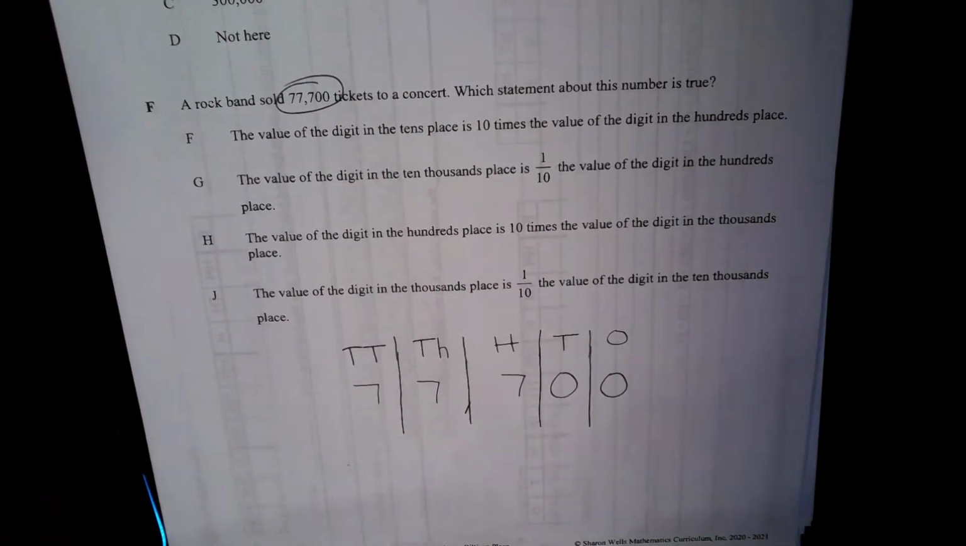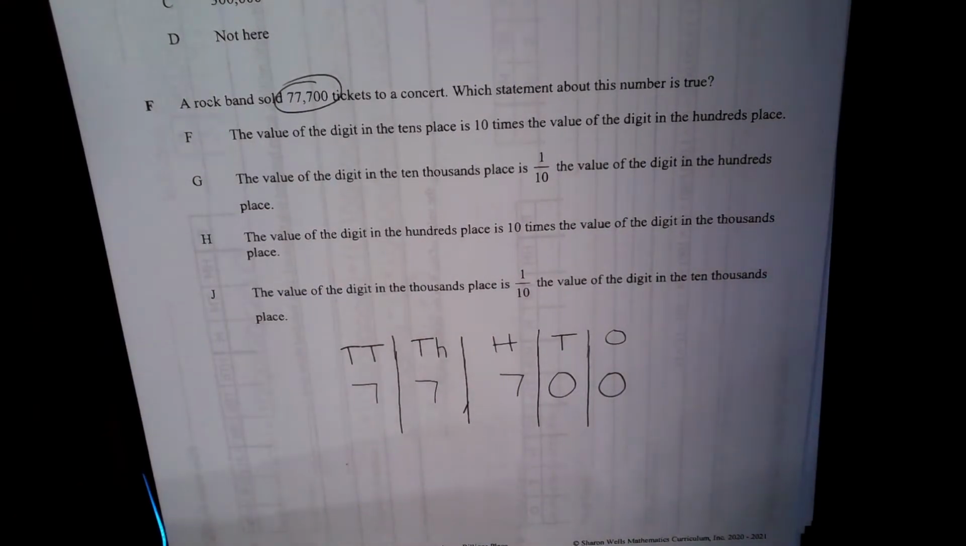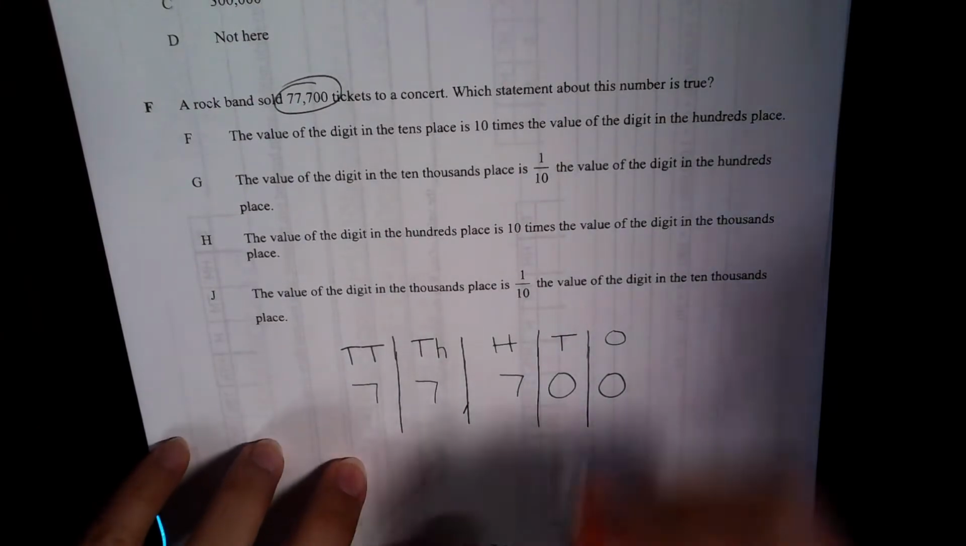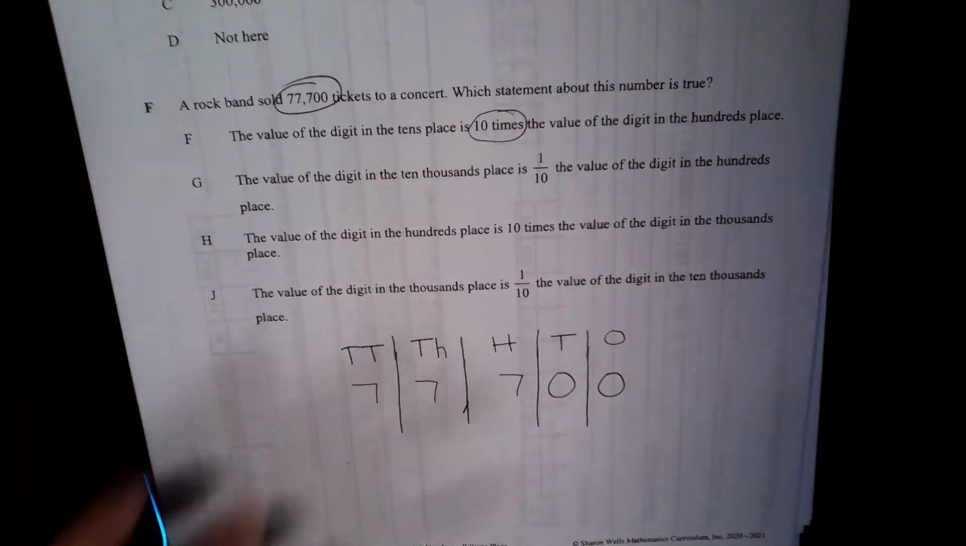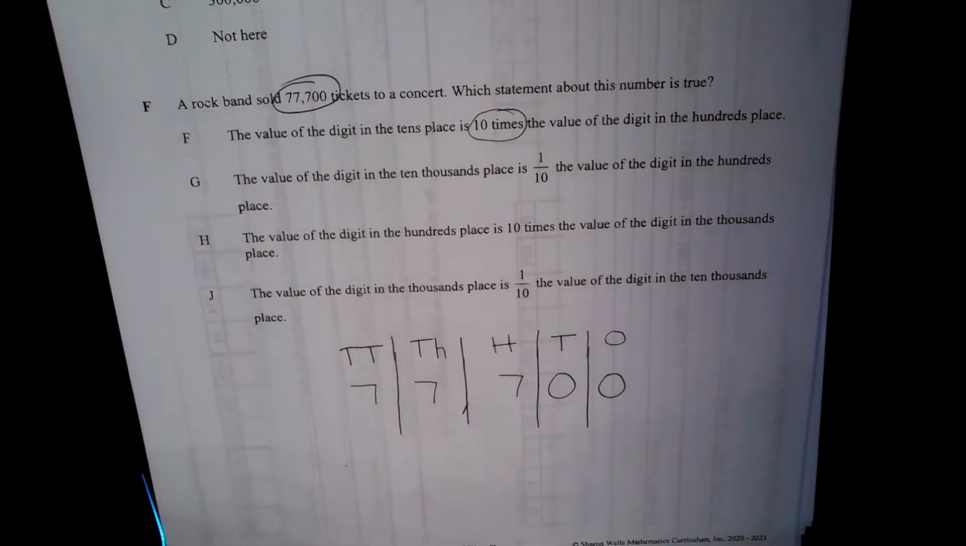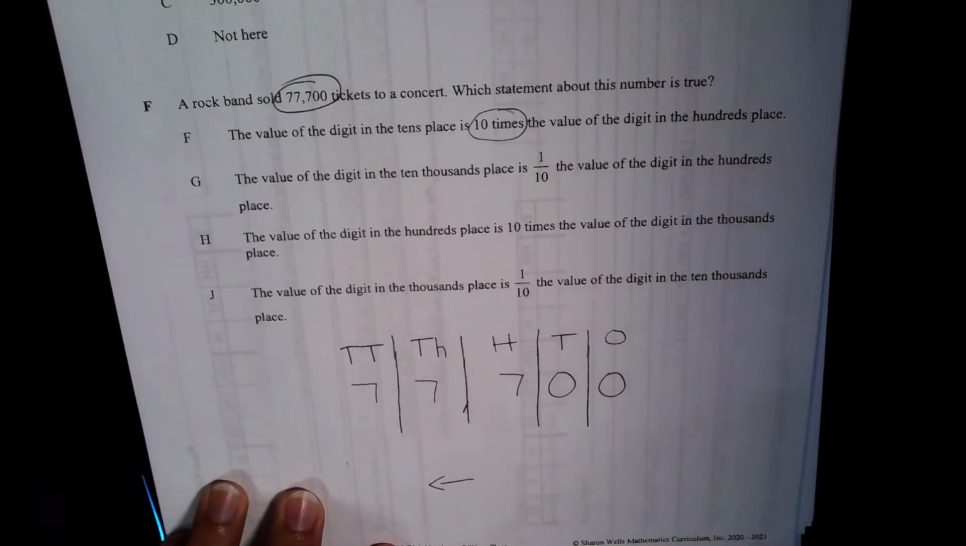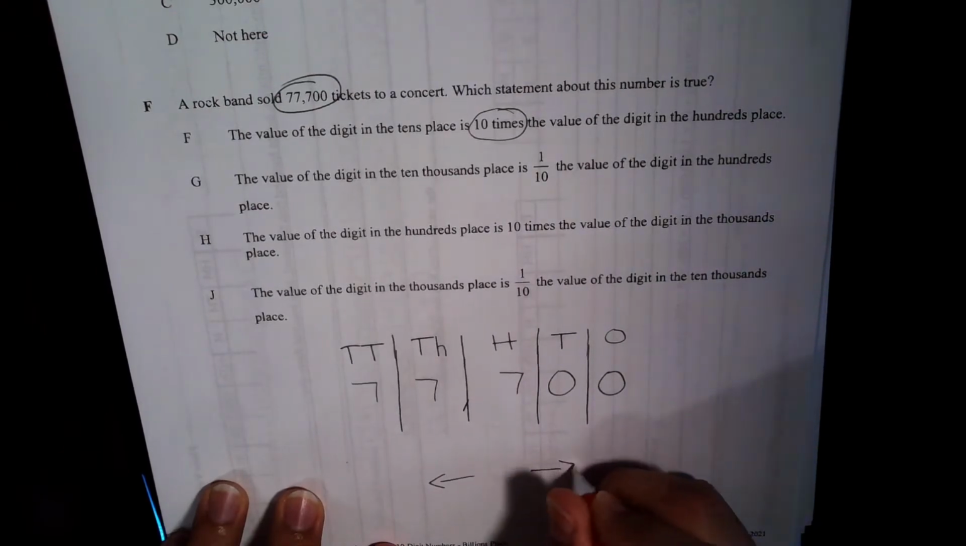Now let's take a look at our answer choices. The value of the digit in the tens place is 10 times the value of the digit in the hundreds place. Okay, this is already making me think. We talked about how to compare our place values. I told you all there were only 2 answers it could be: 10 times or 1/10. Because the place value is either going to get bigger or it's going to get smaller.